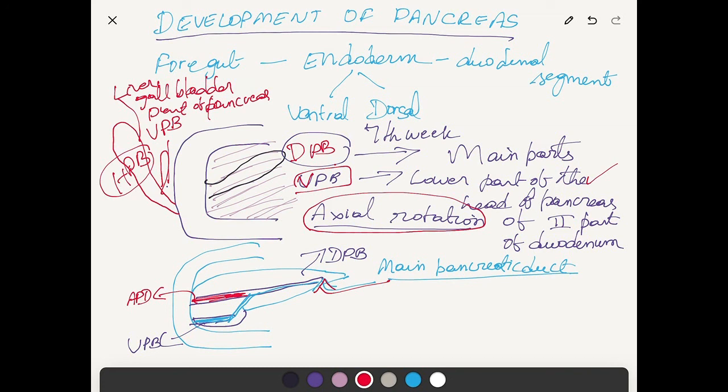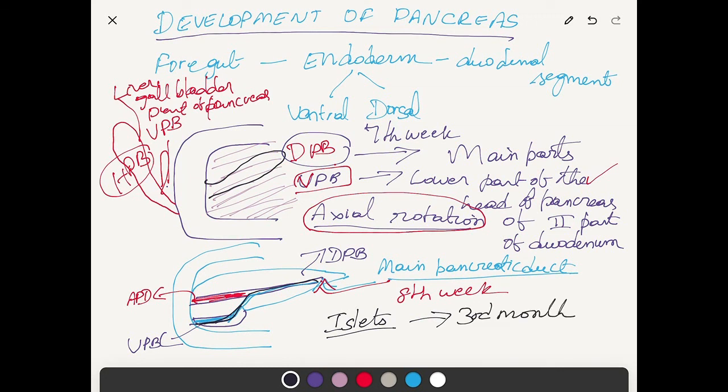The duct development takes place in the 8th week of the intra-embryonic life. The main pancreatic duct is derived from the duct of the dorsal pancreatic bud, the oblique cross communication, and the duct of the ventral pancreatic bud. The accessory pancreatic duct is mainly from the dorsal pancreatic bud. The islets of Langerhans develop a little later, in the 3rd month of embryonic life. So this finishes the development of the pancreas.